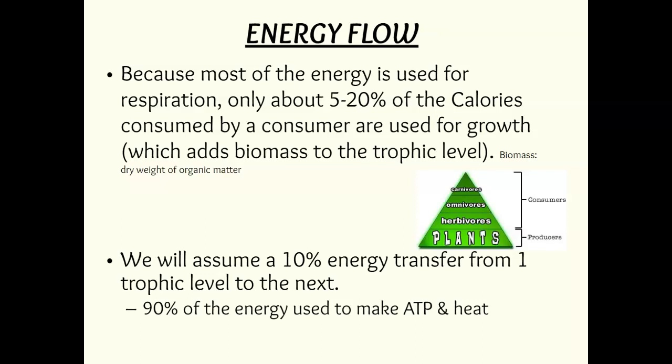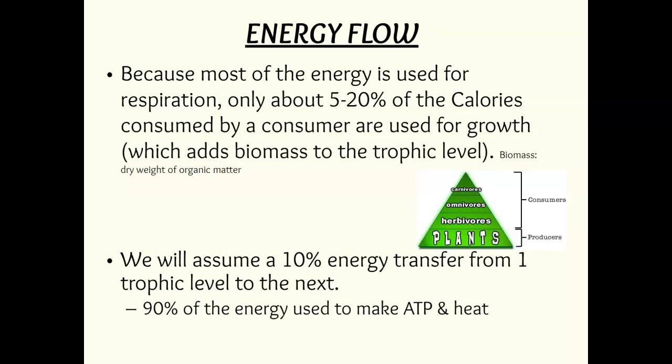Once that energy is used for itself in cellular respiration, it is no longer able to be transferred to the next trophic level. So it does vary greatly within transferring within food chains. And so that's why there's that range of 5 to 20%.